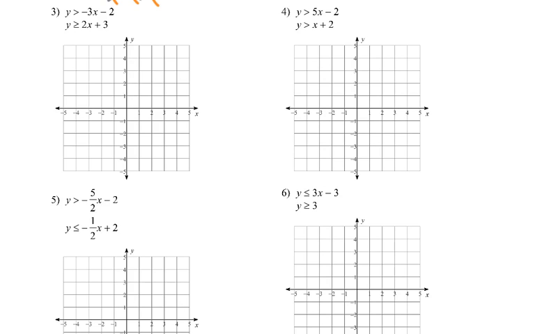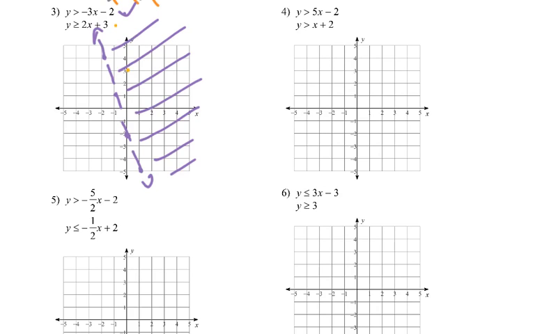Okay, so next one. So start at negative 2, slope of negative 3, down 3 to the right 1, or up 3 to the left 1. It's not equal to, so dotted line. Y is greater, shade above.